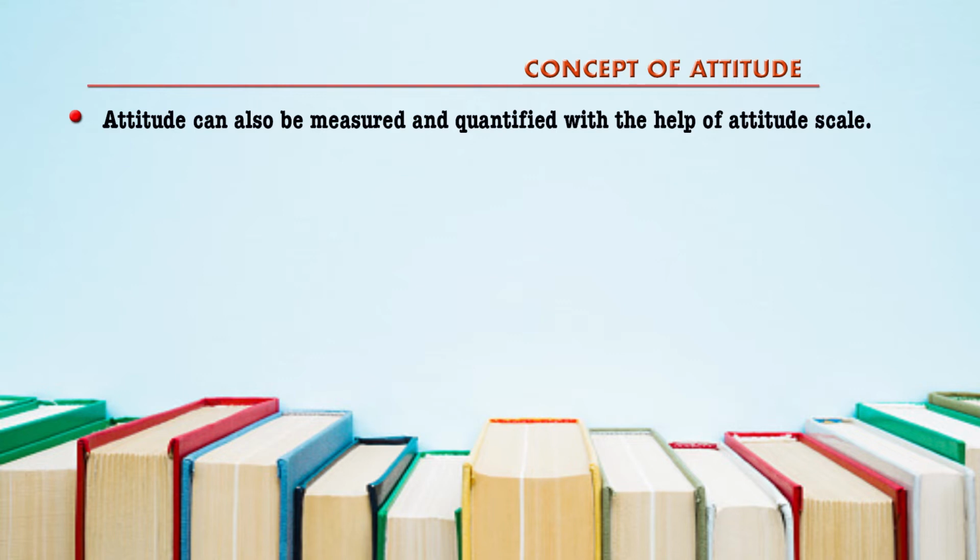A positive attitude may be changed to negative, and many a time an unfavorable attitude in the passage of time may be changed to a favorable attitude. Further, attitude can also be measured and quantified with the help of an attitude scale. So, how do we measure attitude? For measuring attitude, we can use a type of attitude scale. Okay. By using the attitude scale, we can quantify the attitude, and accordingly we can say whether the attitude is favorable or unfavorable, whether the attitude is positive or negative.